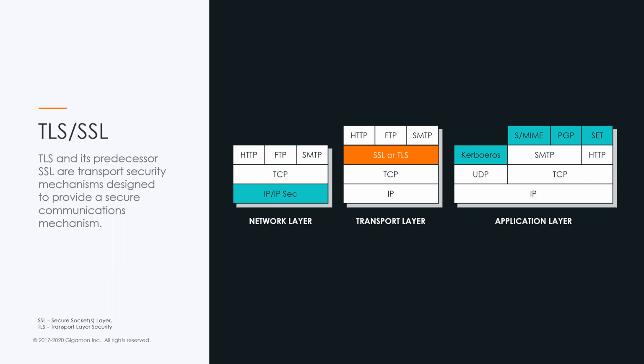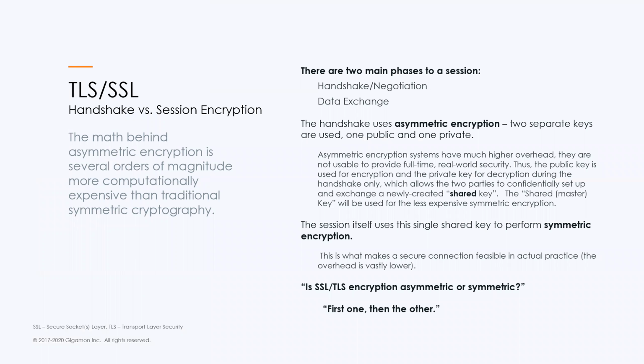TLS and SSL, its predecessor, exist at the transport layer. They're not a network layer, and they're not an application layer technology. They exist as an encapsulation technology between TCP and higher level protocols. The math behind SSL/TLS encryption is asymmetric. And asymmetric encryption is several orders of magnitude more computationally expensive than traditional symmetric cryptography.